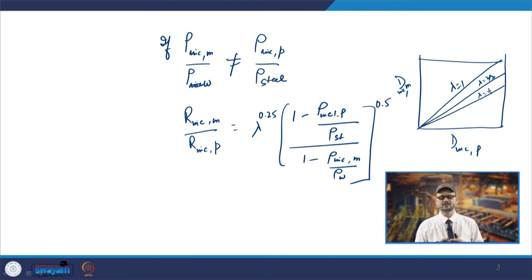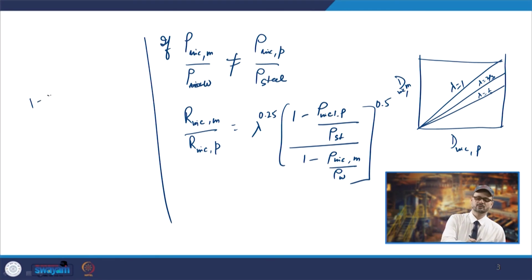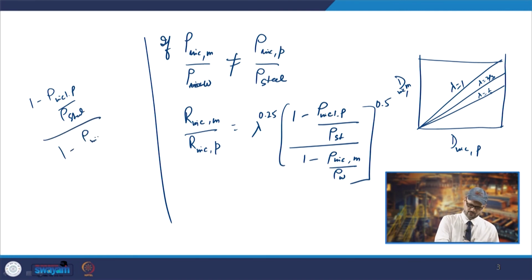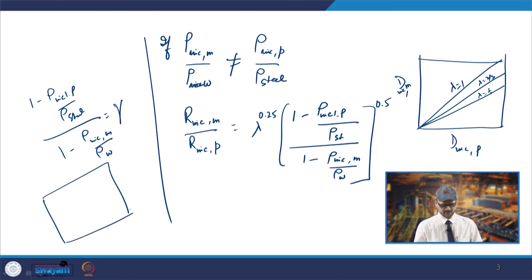Similarly, it has also been shown that if you take this ratio as a parameter, like 1 minus rho inclusion p by rho steel, divided by 1 minus rho inclusion model by rho water, as one parameter, and also if you take this rho inclusion by rho steel, in that case if you take certain values, and if you know some of these values, you can have the value of this if you know the lambda, and even you can have a generalized graph which may show the size relationship between the model sizes of the inclusion.